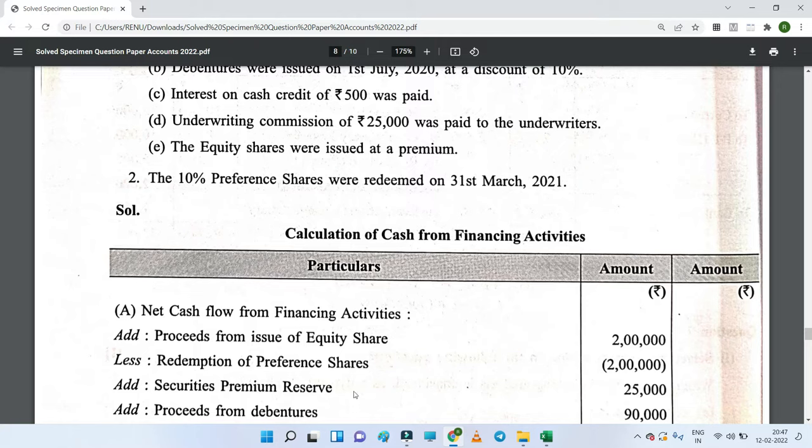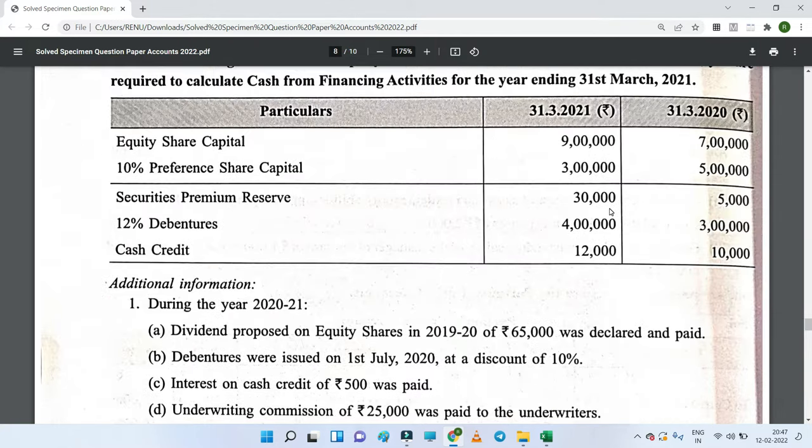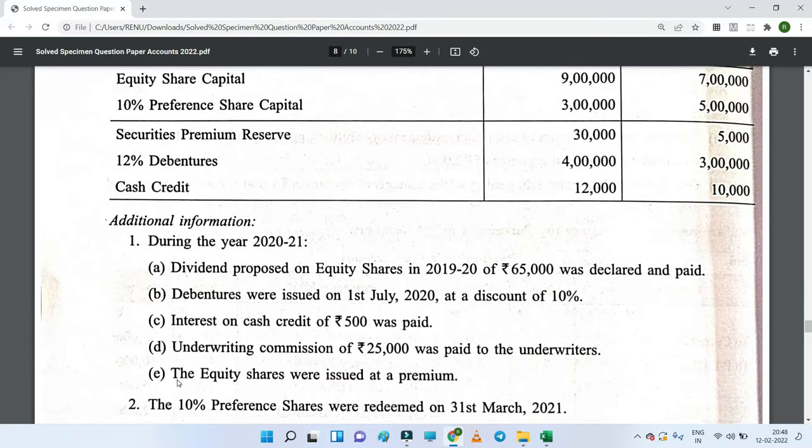Then securities premium reserve, 25,000. It's been given 30,000 for the current year and 5,000 for the previous year. So the difference is 25,000. That should be added because it's increasing, and in the additional information it's clearly mentioned that equity shares were issued at premium. As equity shares were issued at premium, it has been increasing and we need to add it.